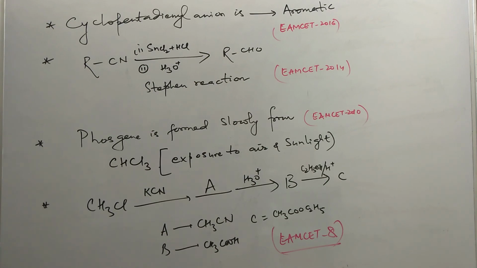Now, when chloromethane is treated with KCN, A is formed. A on hydrolysis gives B. B is treated with ethyl alcohol in the presence of acid to give C. Identify A, B, C. This was a question of EAMCET 2008. Cl will be replaced by CN, so it will form a nitrile. Hydrolysis of the nitrile gives carboxylic acid, acetic acid, and C will be ethyl acetate or ethyl ethanoate. An ester will be formed.